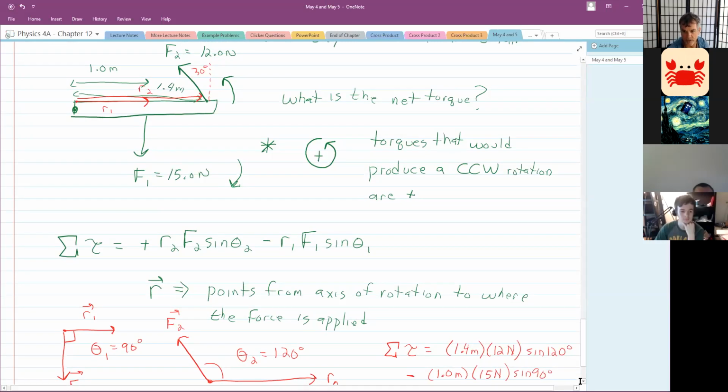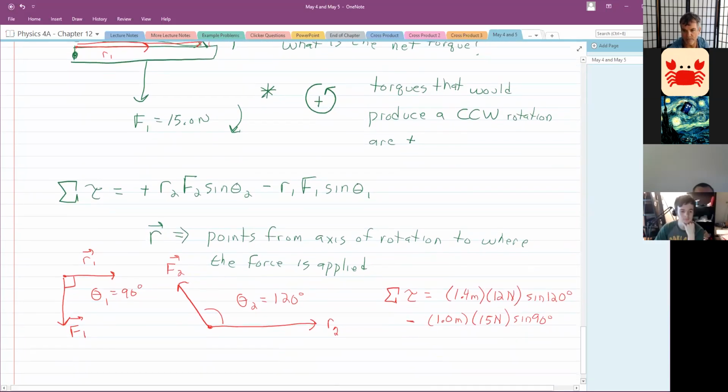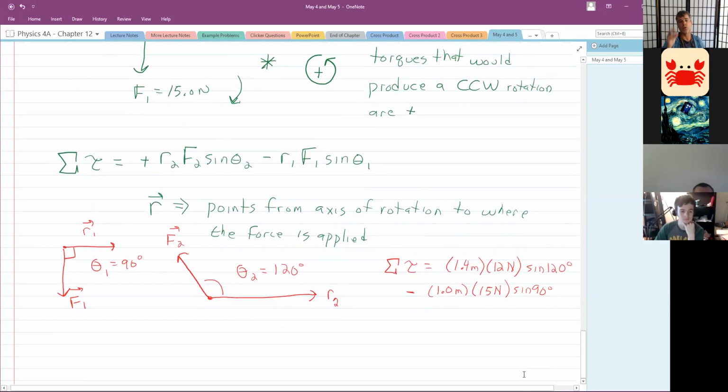Okay, so whatever that works out to be, I'm not going to just do the math. I just wanted to emphasize a couple things. So important things: torque equals R F sine of theta, where theta is the angle between R and F. R is a vector that points from the axis of rotation to where that particular force is applied.